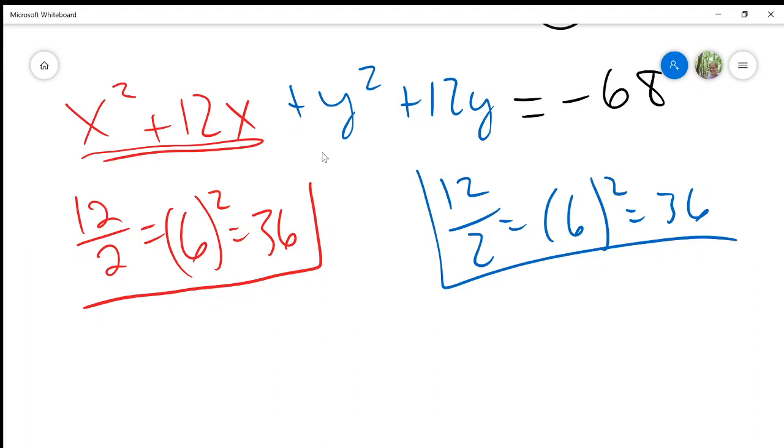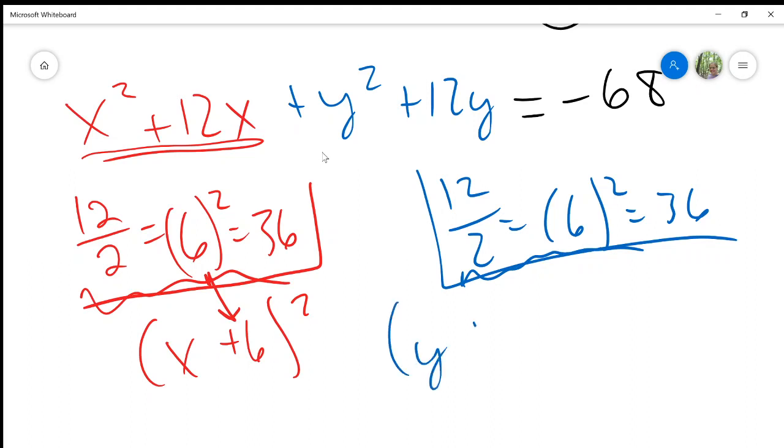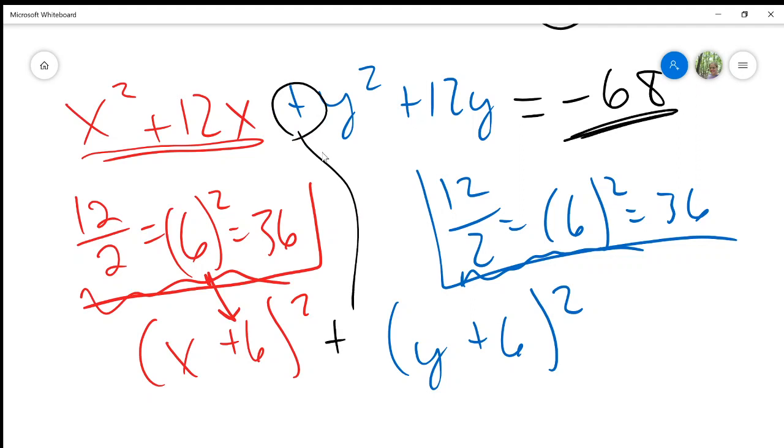Now, remember, the reason why we do this is so that we can quickly and easily factor by taking the number that I have in parentheses and putting it right here. Guess what? Same thing. The reason that I do this is so that I can have y plus 6 whole thing squared. Now, this plus sign just comes straight down here, and this number, technically I added 36 to this side and to this side, and so I have to add 36 plus 36.